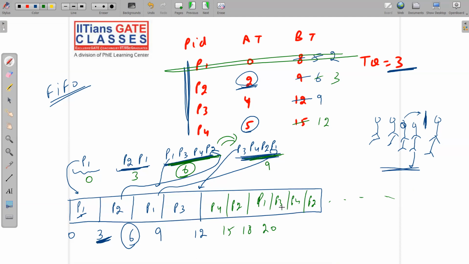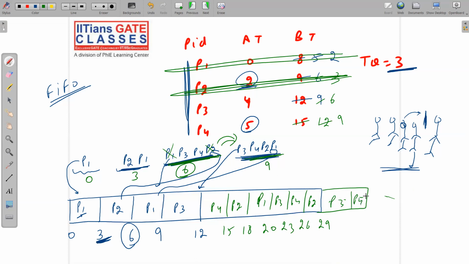So now P3 will be executed for 3 unit of time. Remaining time will be 6. So 23. Now P4 will be executed for how much time? 3 units of time, 26. Now P2 will be executed for 29. Okay, P2 remaining time was 3. So now P2 is also over. So now you forget about P2 also. Okay, so now P1 is over, P2 is over. So now P3, P4, P3, P4. You will keep on doing like this. P3, P4, P3, P4, and so on.